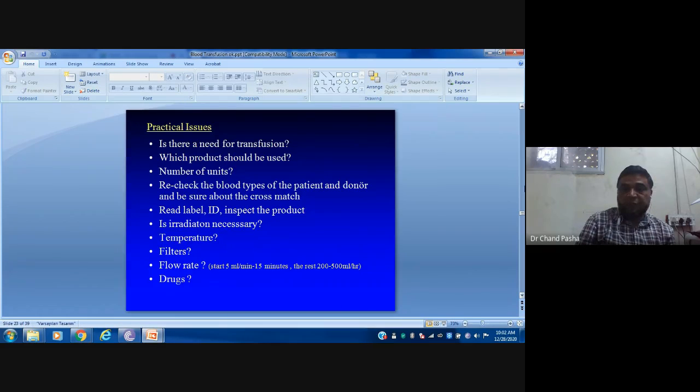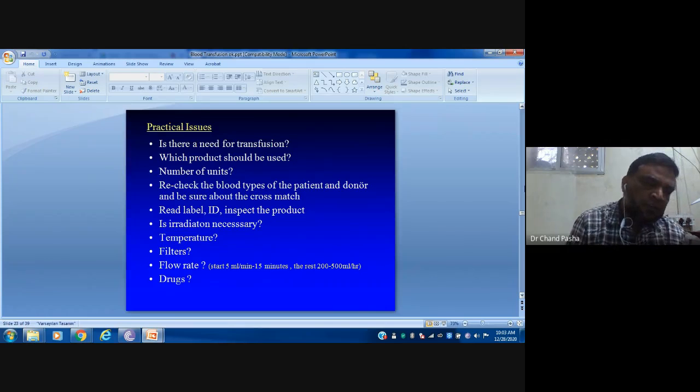And recheck the blood. This is a very important thing. Recheck the blood type of patient and donor, and check whether cross matching was done or not. Read the label. Mislabeling can lead to the loss of a life. Also, is irradiation necessary?